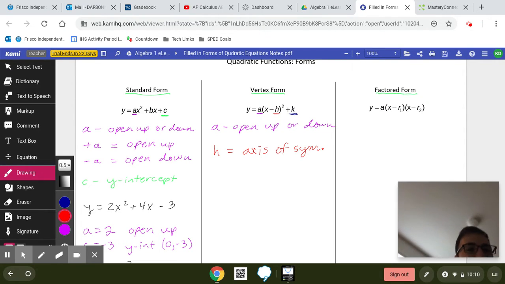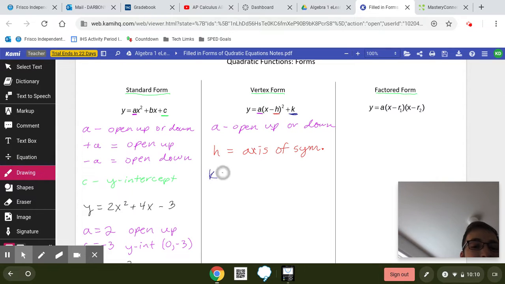Now the other piece we have is our k. And k is equal to our max or min value.